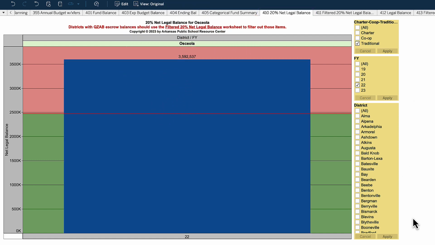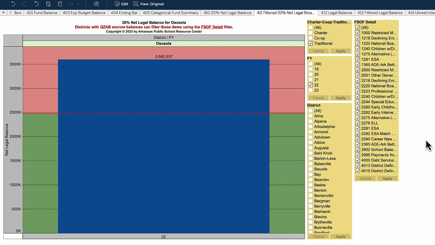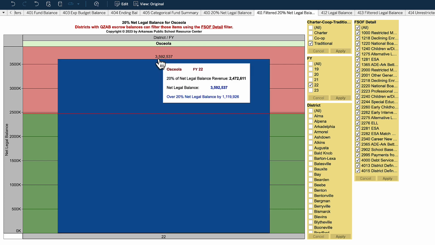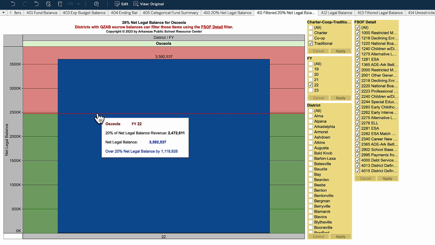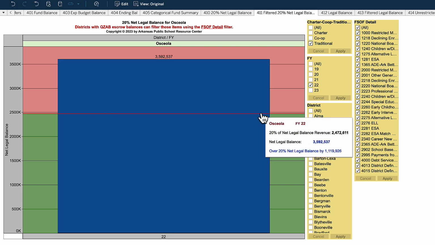However, on 410, you do not see a source of funds filter. If I switch back to 411, now I have a source of funds filter, so I can remove where that money is sitting that's passed through from the federal government, that is reimbursed or is sitting there for payment to go out, so it doesn't show on their balance. Osceola's balance is 3592, but their 20% requirement line is this red line, and the red line is $2,472,611. We want to lower that.